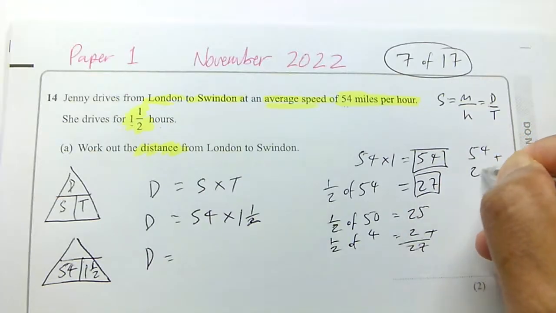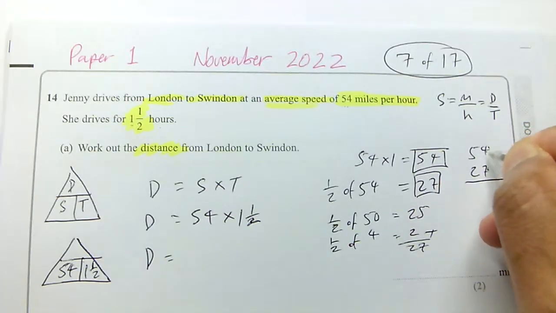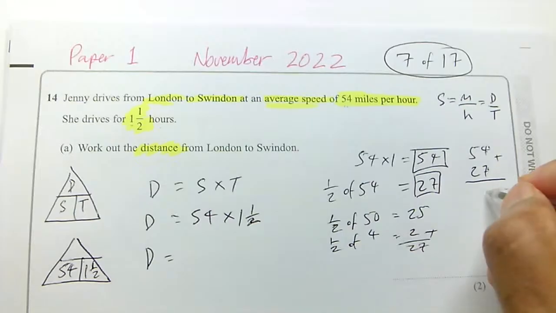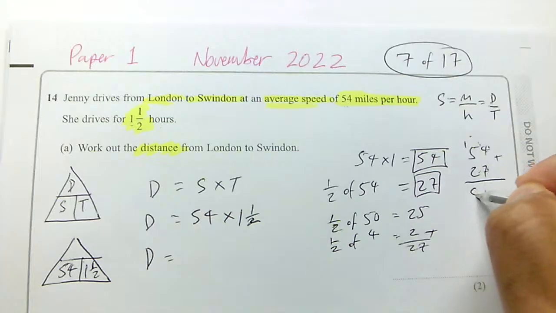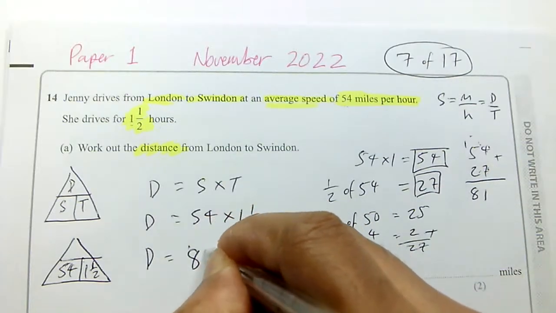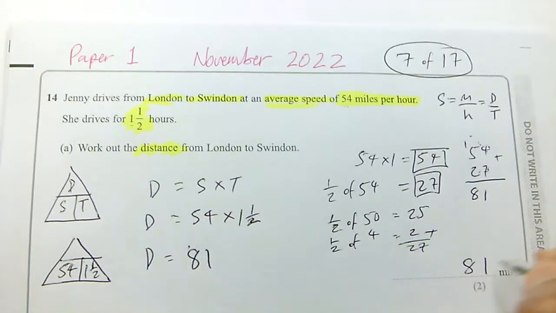54 and 27. 7 plus 4: 7, 8, 9, 10, 11. 1 plus 5 is 6. Add the 2, 7, 8. So my answer is 81. 81 miles. All right, well done if you got that.